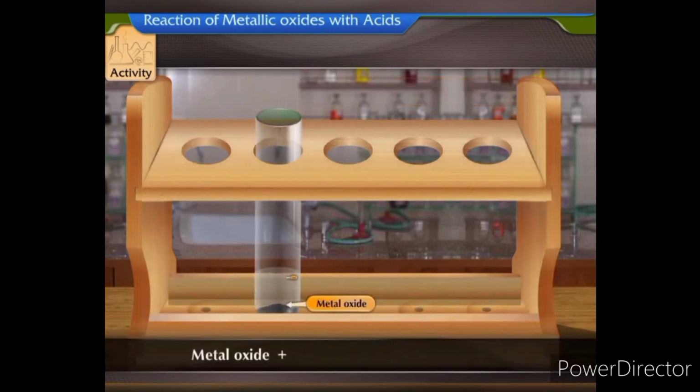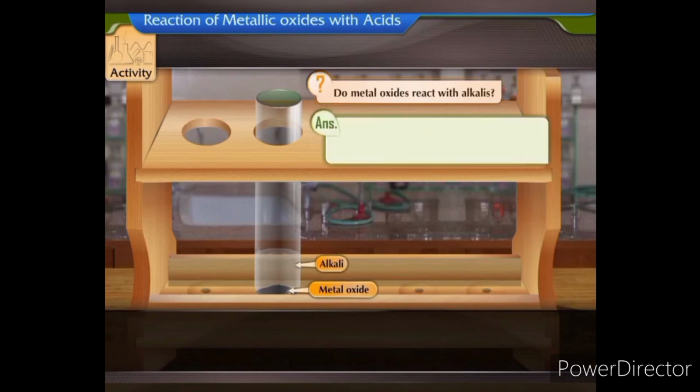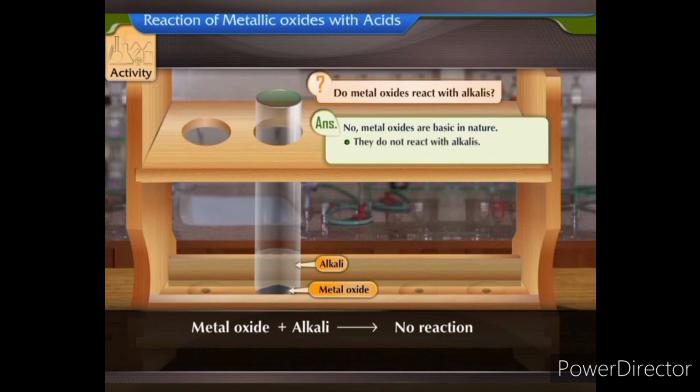All metal oxides react with acid to form the corresponding salt and water. Do metal oxides react with alkalis? No, metal oxides are basic in nature. Hence, they do not react with alkalis. They react only with acids to neutralize them. Let us now study the reactivity of bases with non-metallic oxides.